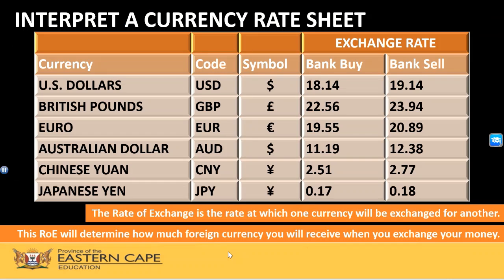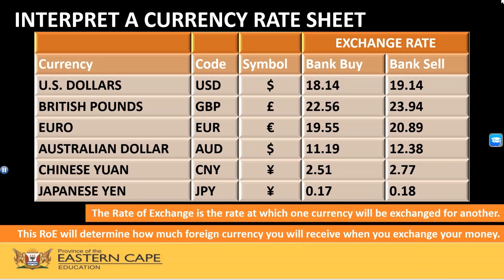This currency rate sheet that you see in front of you at the moment differs slightly from the previous one that you saw. Again, it has the currency, the code and the symbol, but there are now two columns on the right-hand side indicating exchange rates, one being the bank buying rate and the other the bank selling rate. Just remember, it is always given here as the amount for 1 rand.